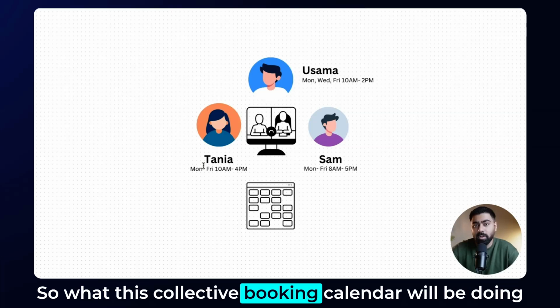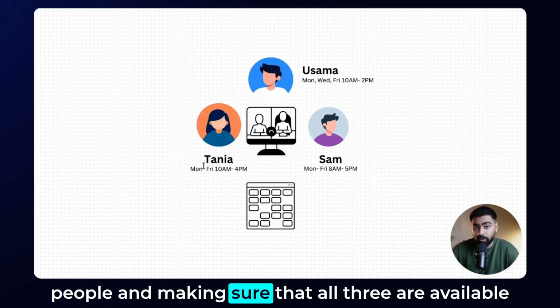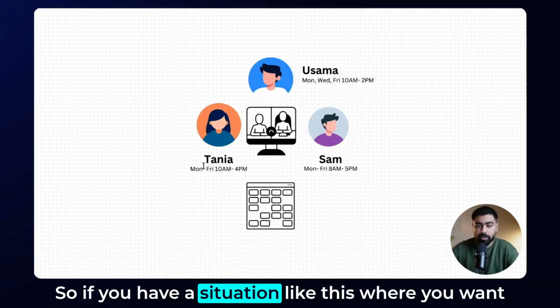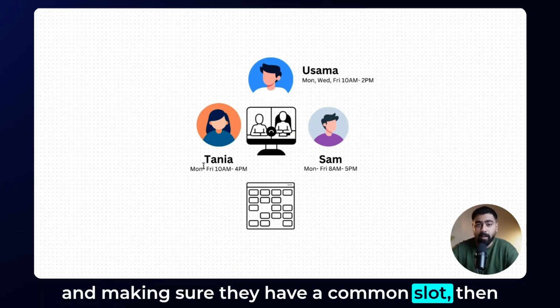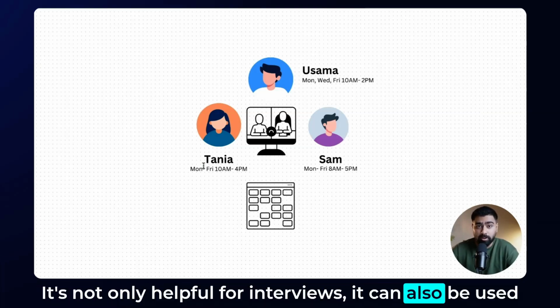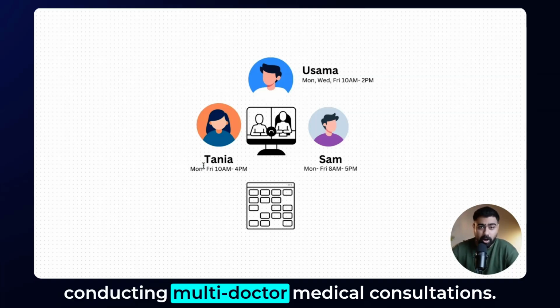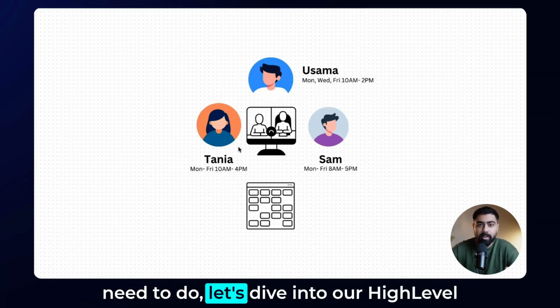So what this collective booking calendar will be doing is finding common slots between all these 3 people and making sure that all 3 are available on the slots that will be shown inside the calendar. So if you have a situation like this where you want to check between the schedules of different people and making sure they have a common slot, then collective booking calendar would be really good. It's not only helpful for interviews, it can also be used for client onboardings, internal meetings, or even conducting multi-doctor medical consultations.